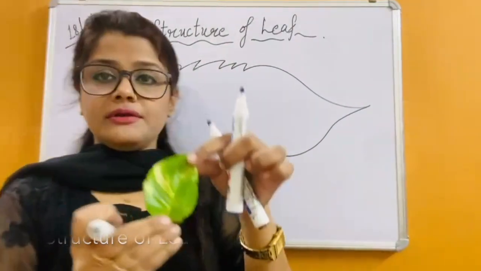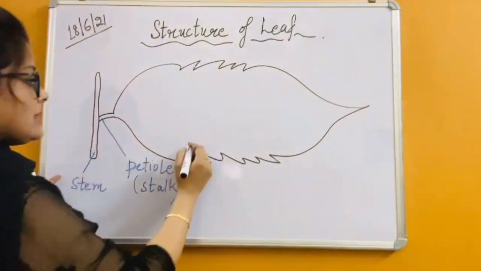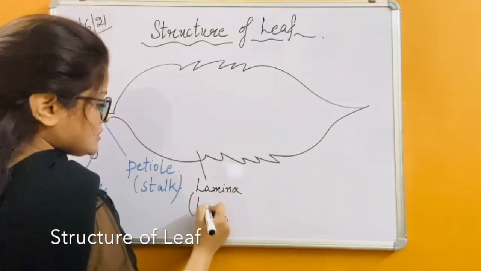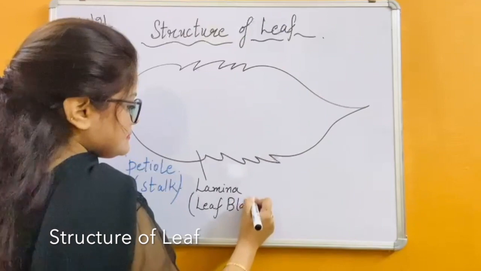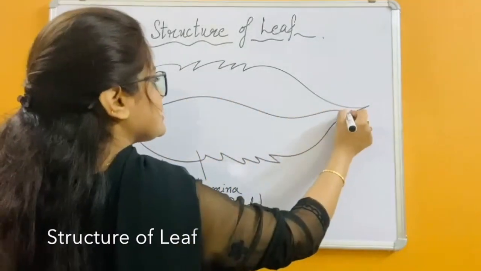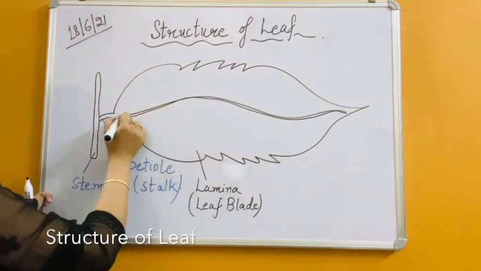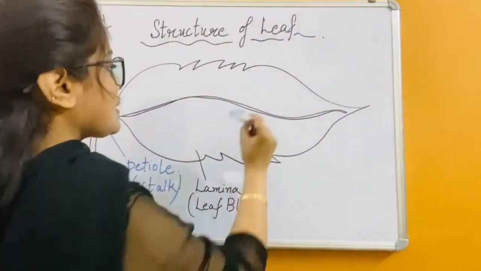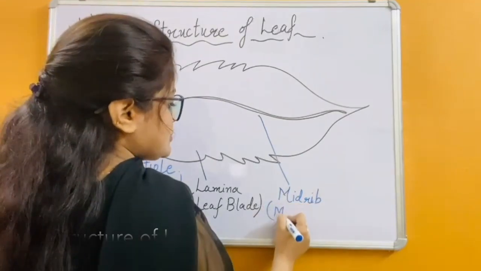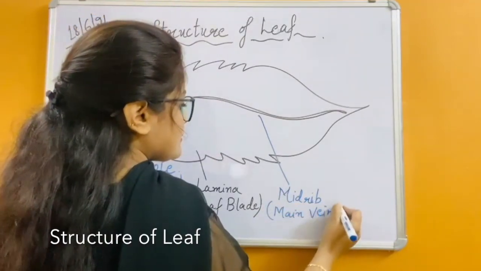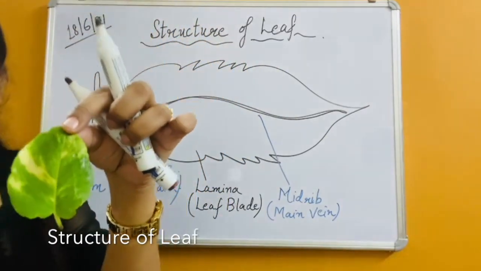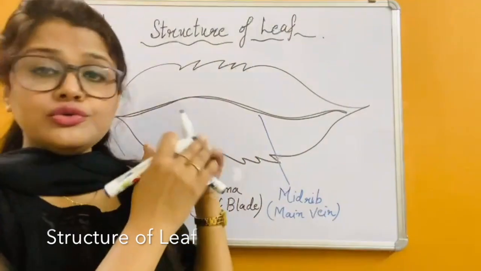This flat broad portion, you can see, this full flat broad portion is known as lamina. It's also known as leaf plate. It consists of a thick vein running in the middle, which is known as midrib, also known as main vein. See, this thick vein is known as the main vein. It divides the surface of the lamina into two equal parts.